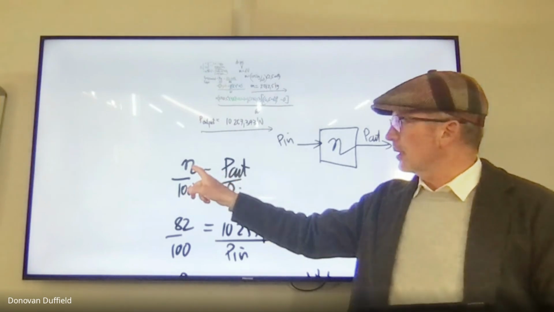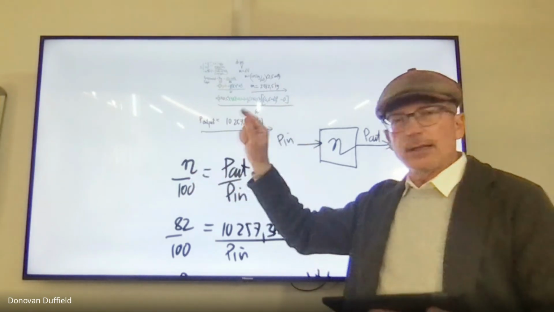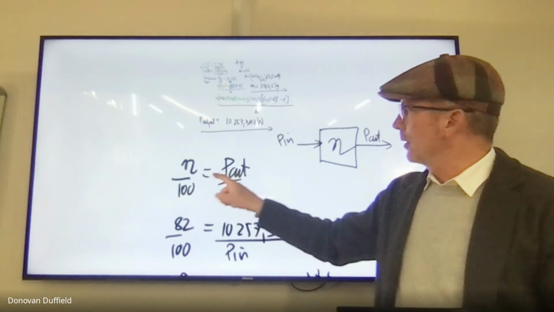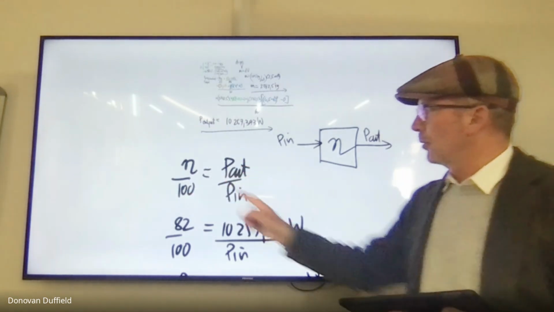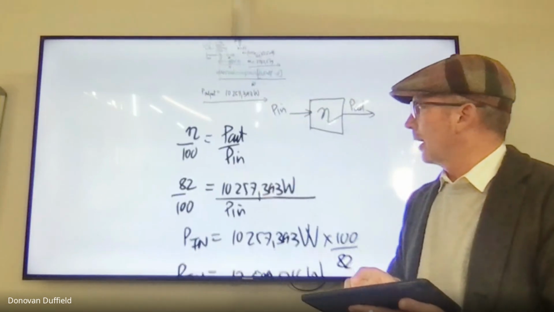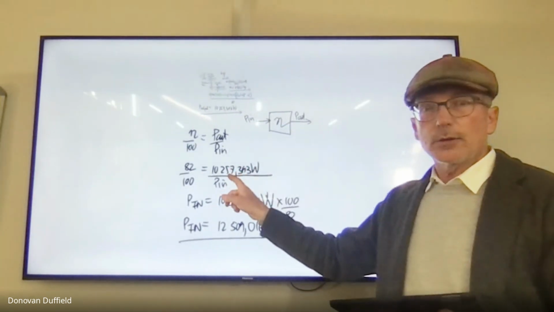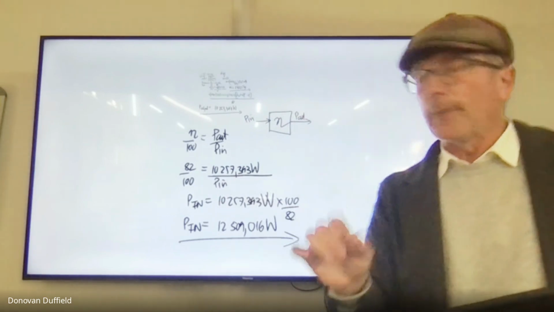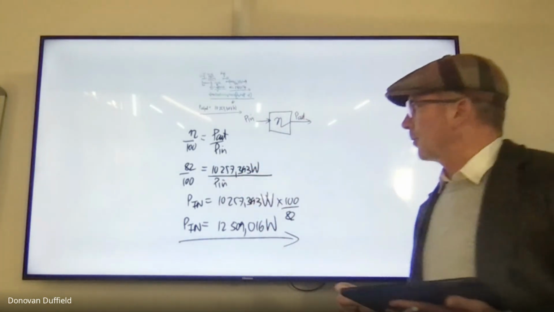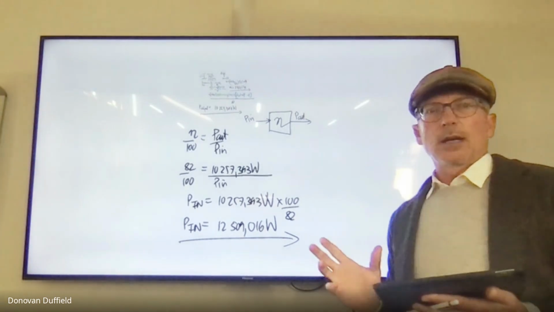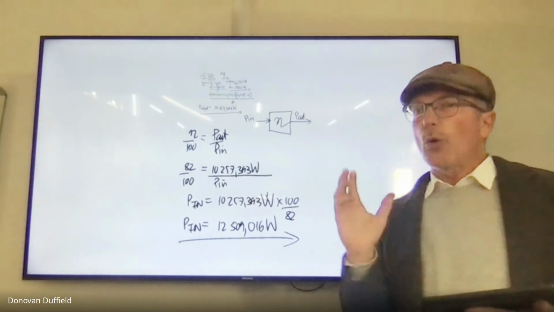So the efficiency, we use eta, the Greek letter eta, over 100 is your power output over your power input. Your efficiency is 82 over 100. Your power out is the theoretical power, 10,257.393 watts, right? But in actual fact, you need more than that.